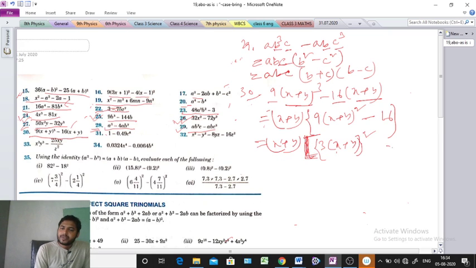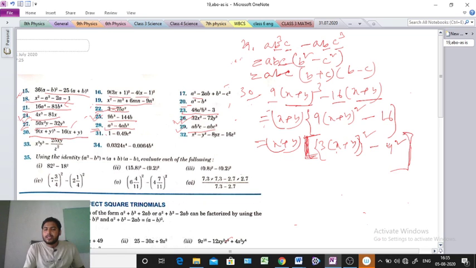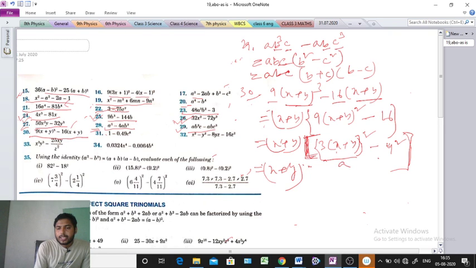Next, here minus 16 means minus 4 square. This one clear or not? Clear. 9 into x plus y whole square means what? 9 means 3 square. So that's why I am writing here 3 into x plus y whole square, minus 4 square. Okay, so now we are getting x plus y, that one outside. Now in the third bracket, see, this is a, and this is b.